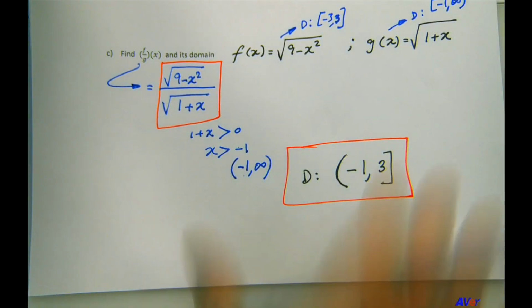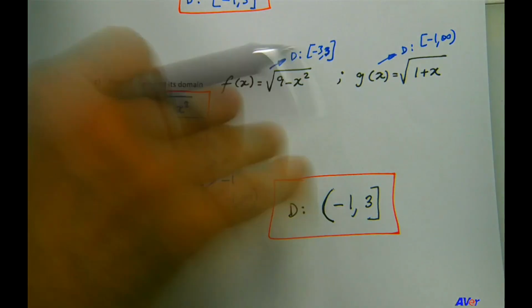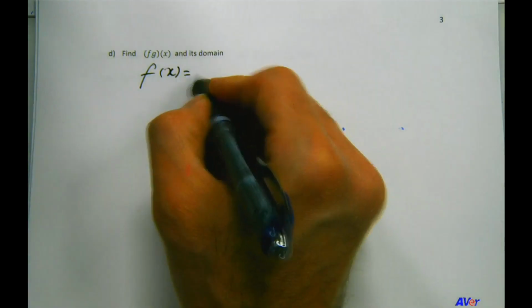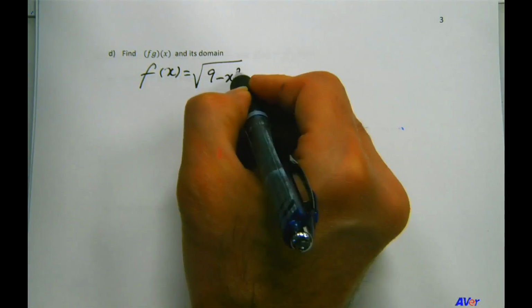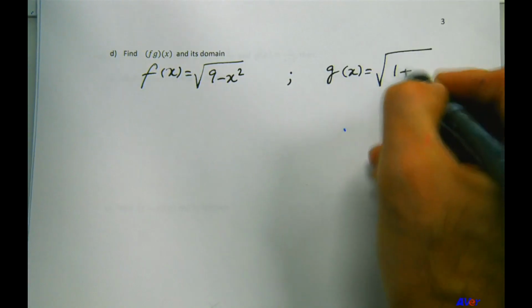I hope you're seeing how once you form a combined function, the domain of the combined function must also satisfy the domains of the parent functions. Okay. So here, once again, we're dealing with the same functions. Let me write those two functions here. f of x is square root of 9 minus x squared. And g of x is equal to square root of 1 plus x.